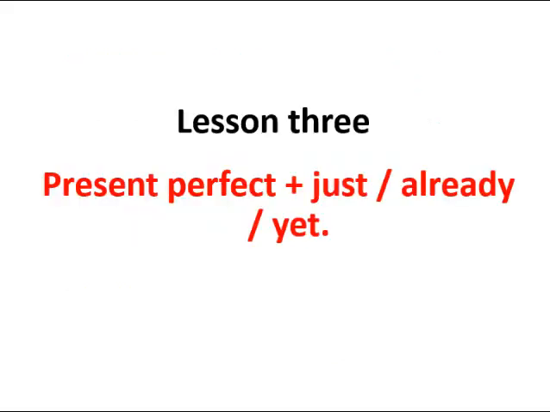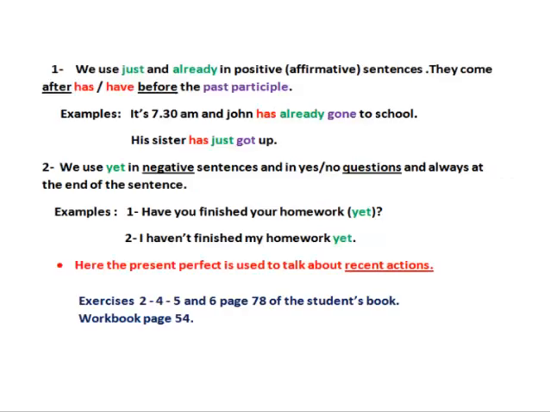Lesson 3, present perfect with just, already, and yet. We use just and already in positive, that means affirmative sentences, and they come after has or have, but before the past participle. They are between the auxiliary and the past participle.